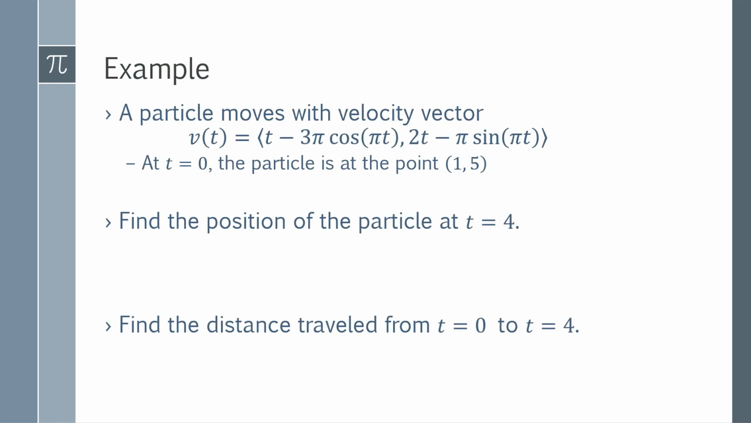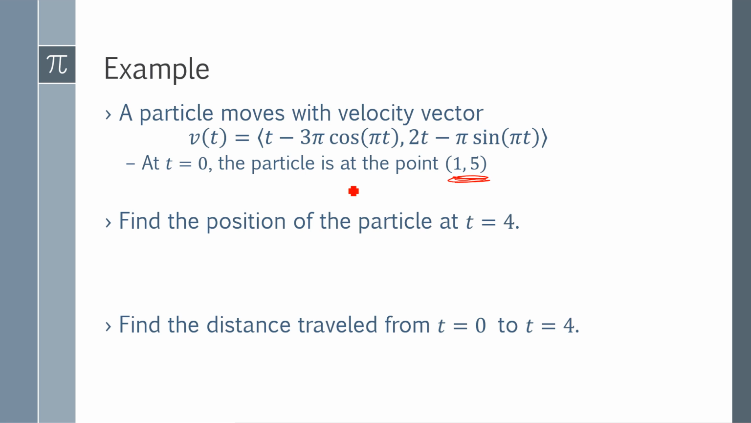Let's say I have a particle where my velocity vector has an x component of t minus 3 pi cosine pi t, and a y component of 2t minus pi sine pi t. And the particle at time 0 is at the point 1,5. And I want to find the position at time equal 4. Well, I know it's starting at 1,5. That's important for me.